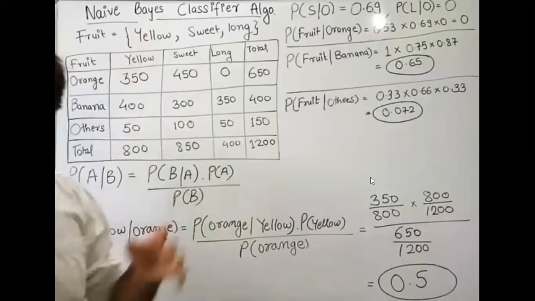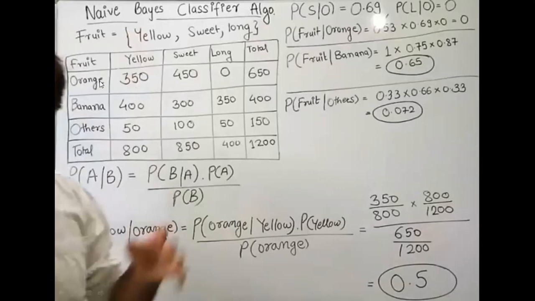So let me go on with a simple data set. I have a data set about fruit, with attributes yellow, sweet, and long. You may find here I have three types of fruits: orange, banana, and others. For orange, yellow is 350, sweet is 450, and long is 0. Obviously an orange will not be long, it is round in shape, so that's why I got 0.